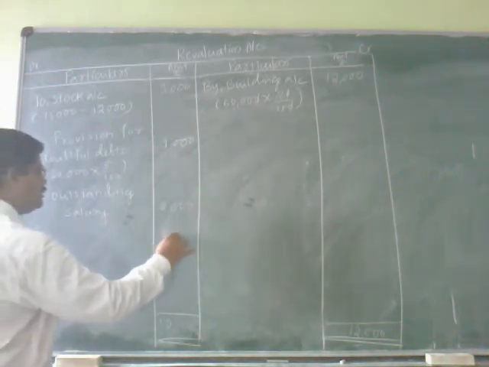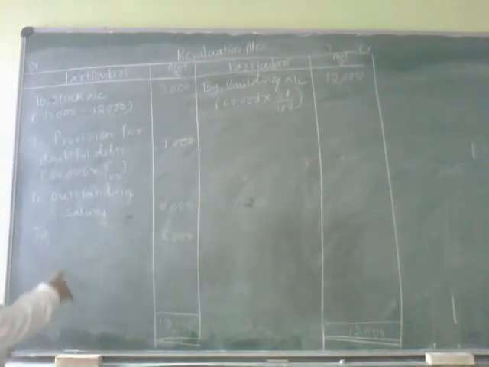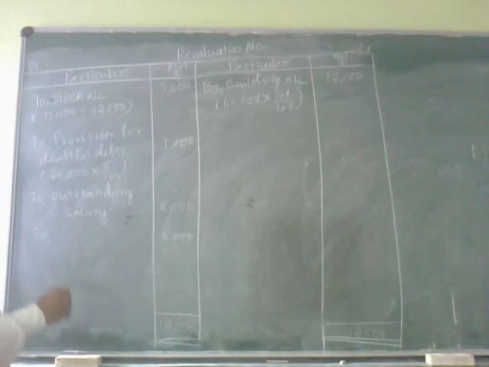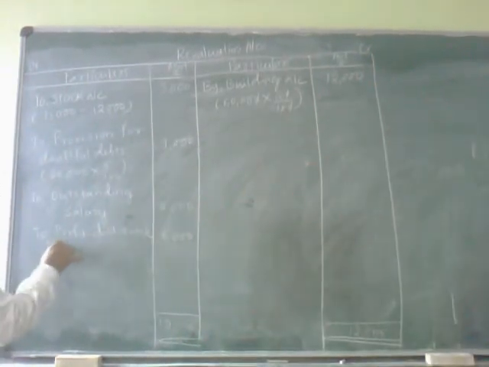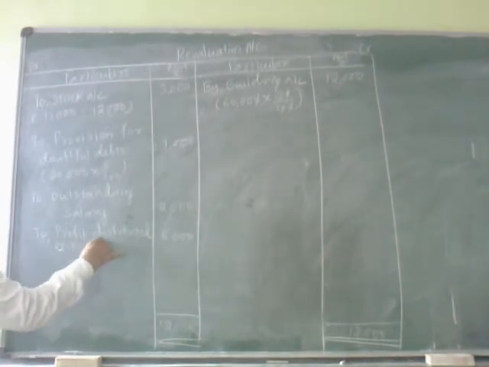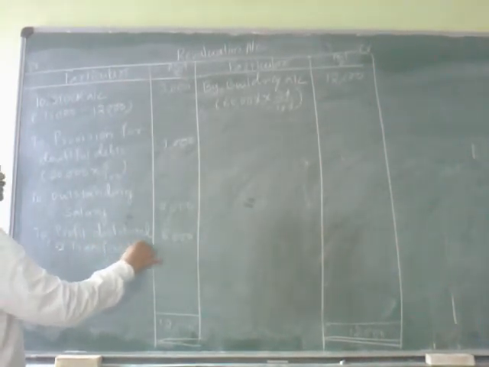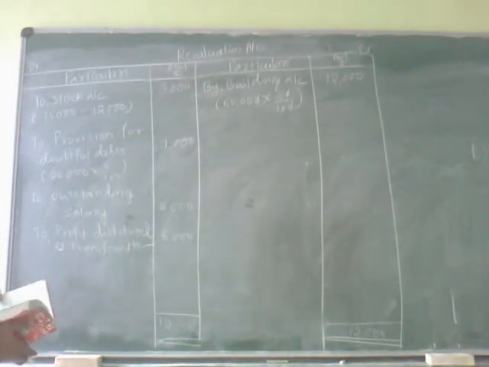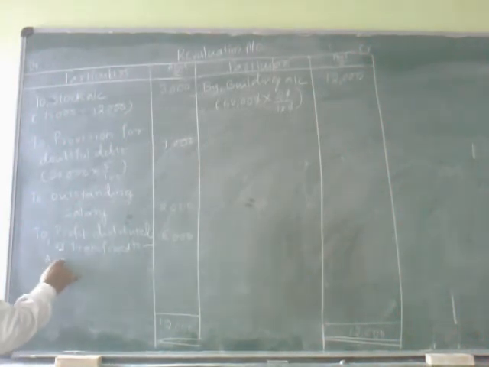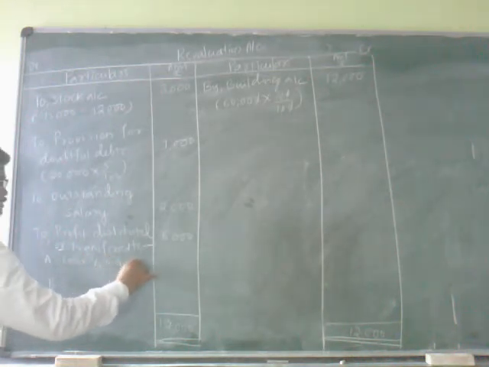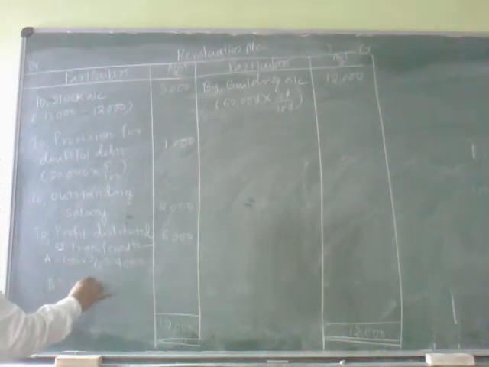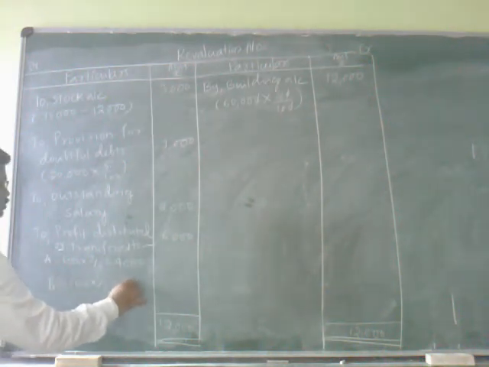That difference amounting to rupees 6,000 is going to be distributed among the partners. That is why profit is distributed or transferred to partners A and B, and the ratio is 2:1. 6,000 into 2 by 3, 4,000. 6,000 into 1 by 3, 2,000.